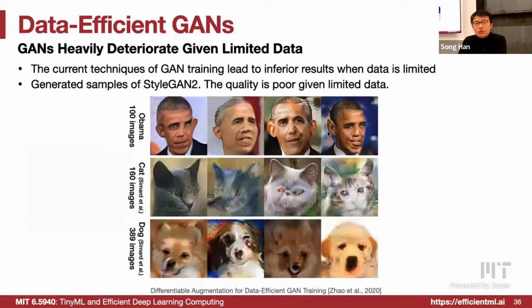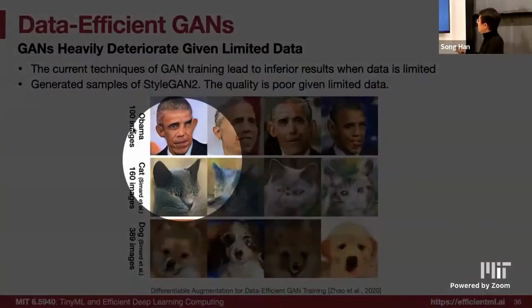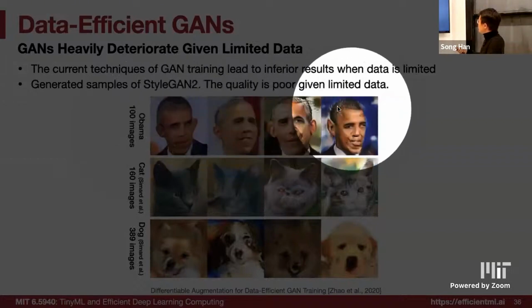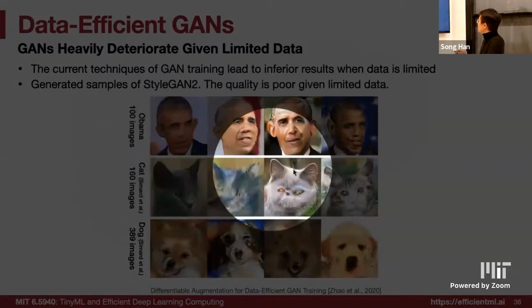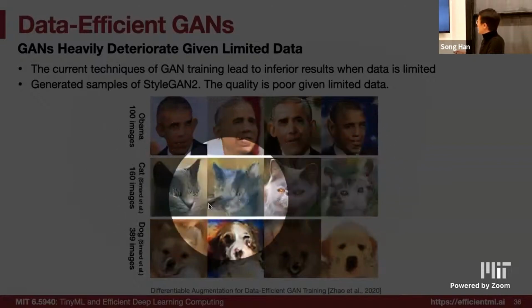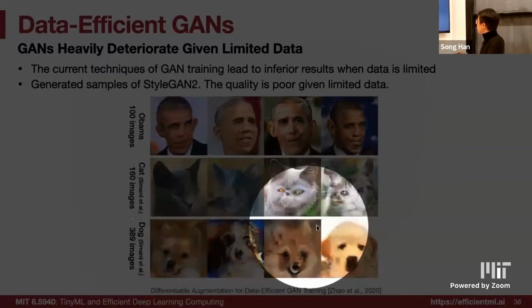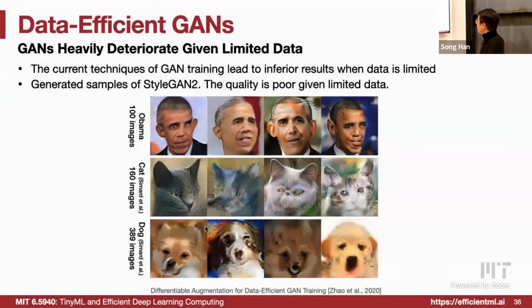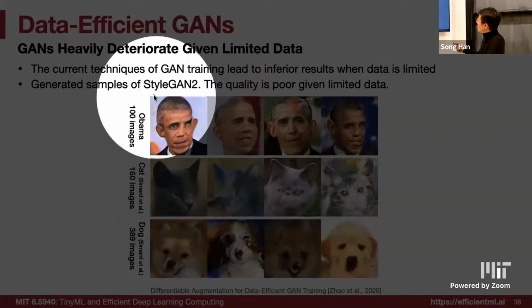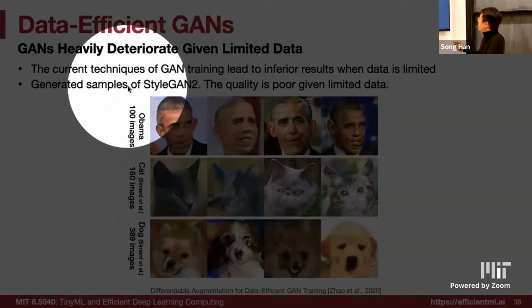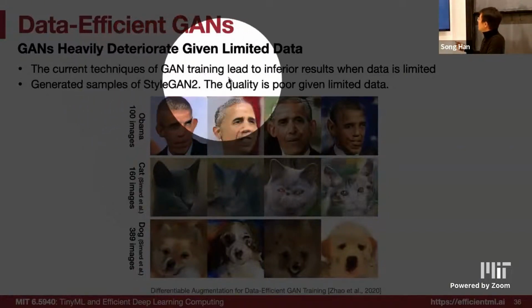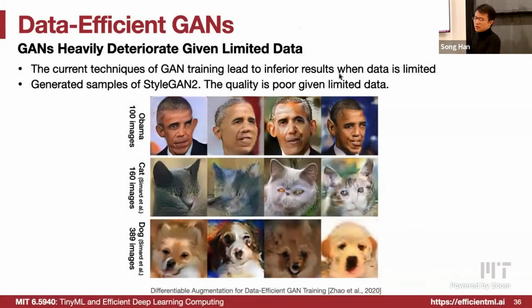We tried training the GAN model with a limited amount of training data. For example, using only 100 images to train the Obama face looks very poor. Or using 160 images to train cats, it doesn't quite perform well. Or 300 images to train dogs doesn't work well. Although the original StyleGAN tool from NVIDIA works quite well, if we have a limited number of samples to feed it, the quality is very poor.